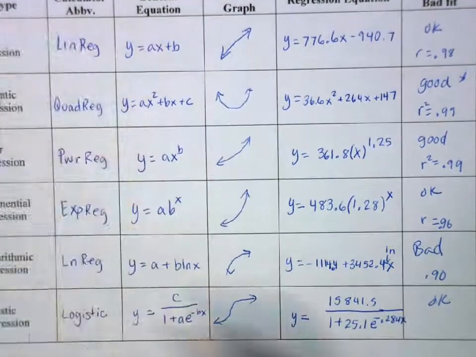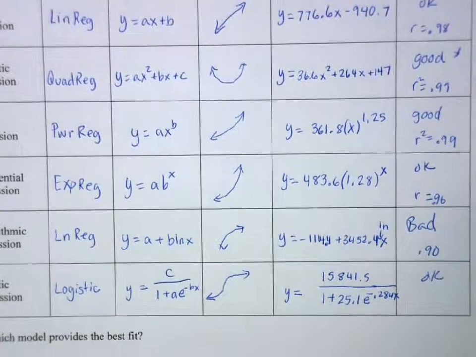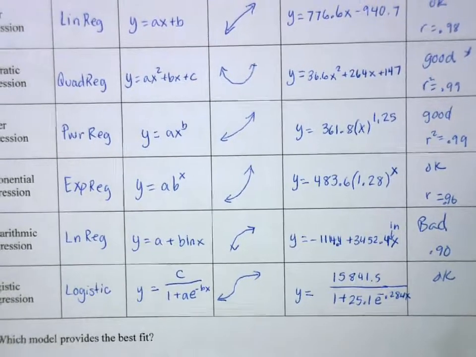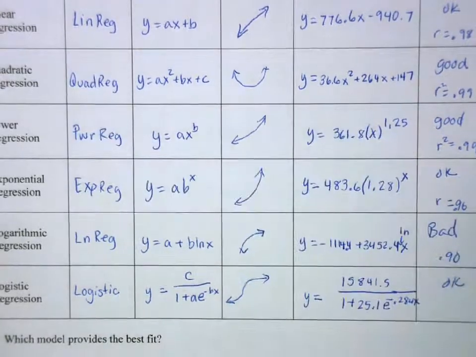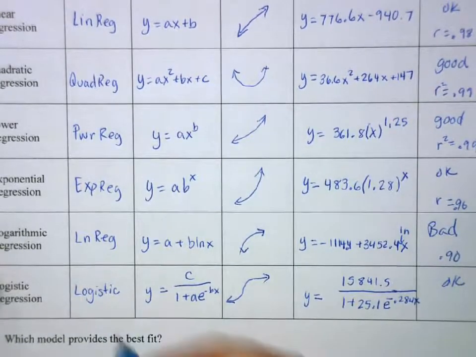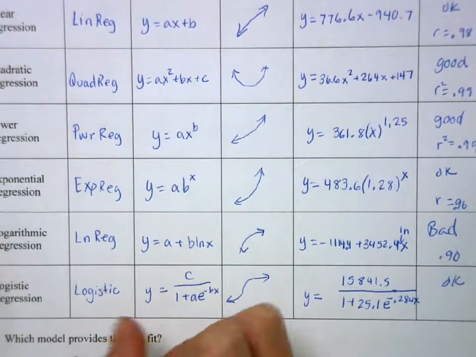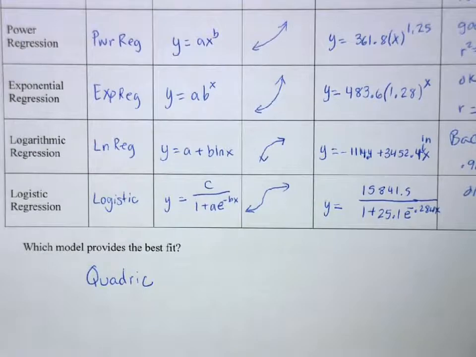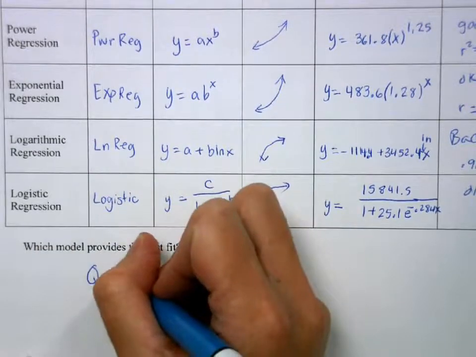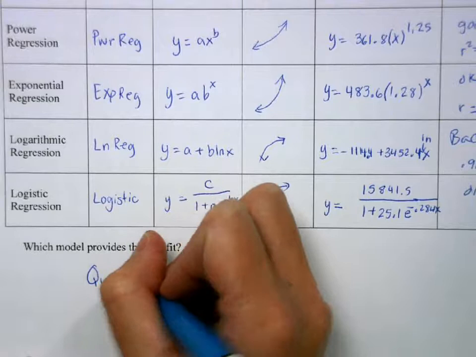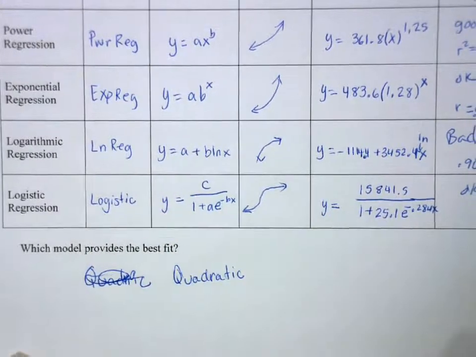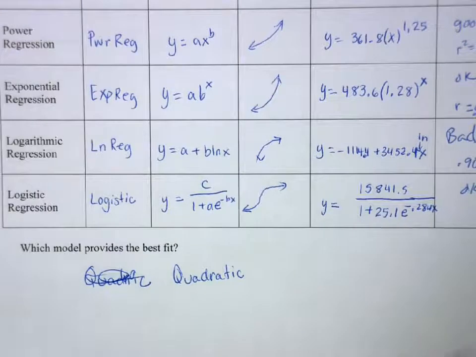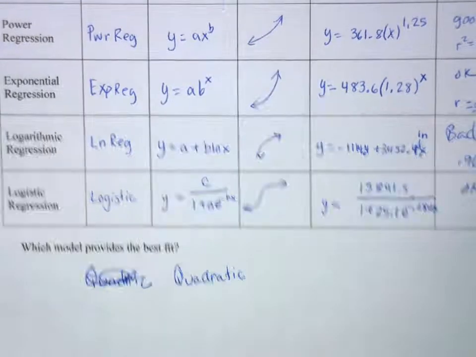And you could argue for several of these. Both of these seemed pretty good. Even the line seemed okay. So I would probably pick the quadratic. Okay, quadratic's probably our best fit, but there could be an argument for the power equation. So that is how we do various different types of regressions based on different data types.